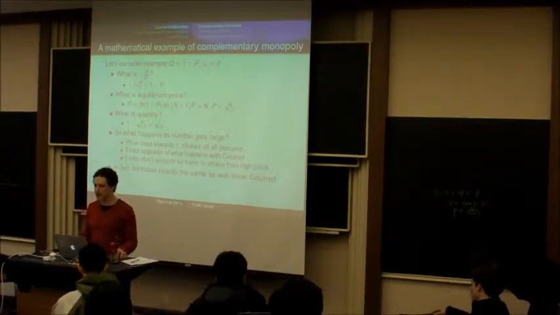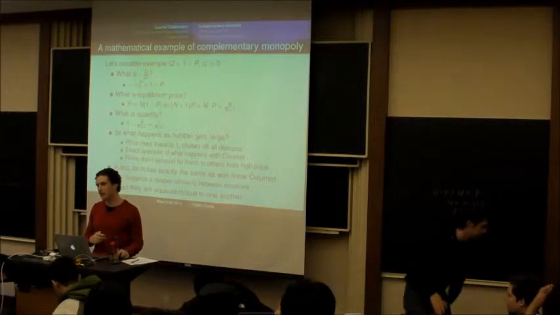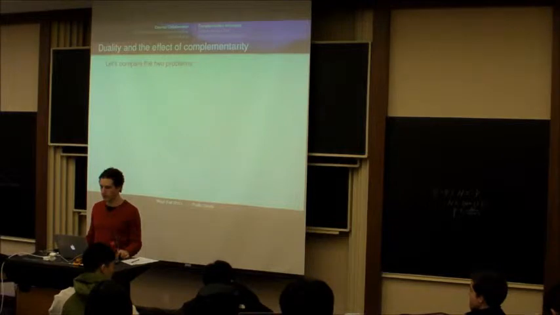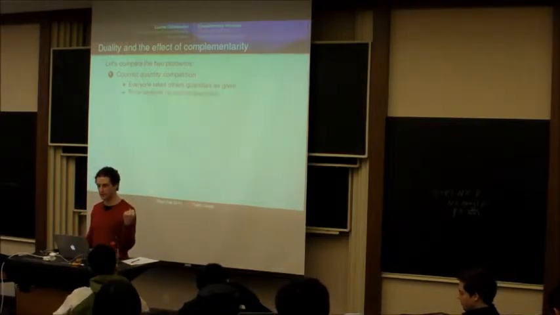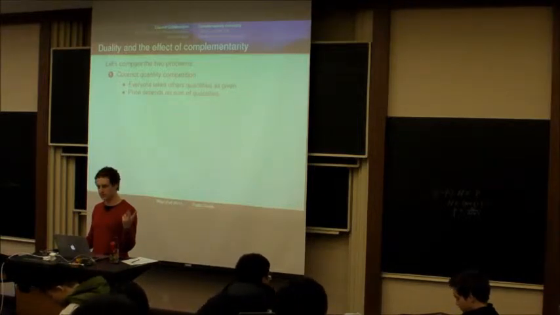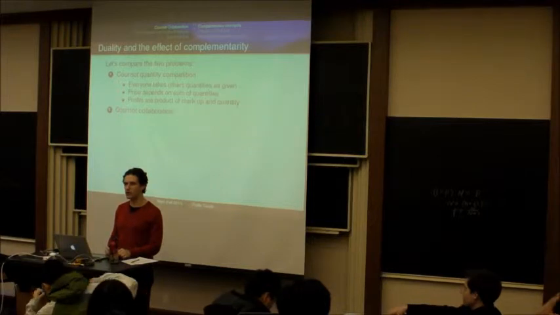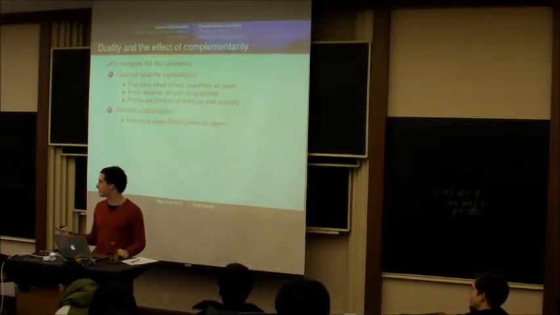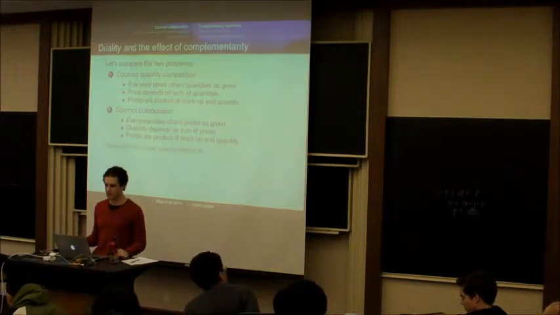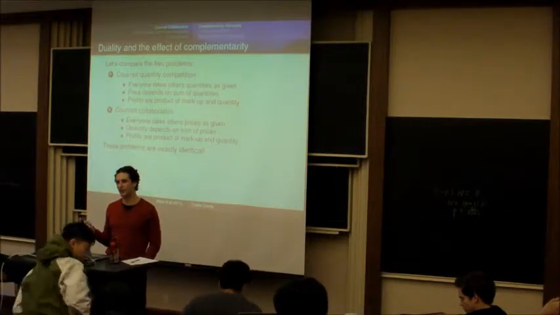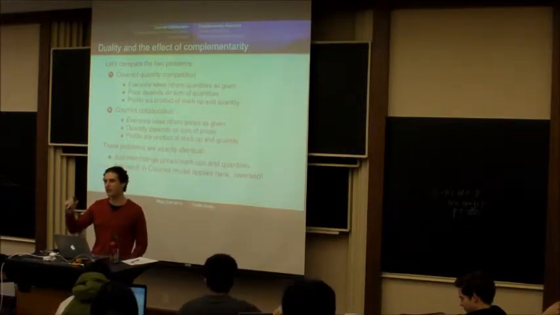And in fact, all the formulas here are exactly the same as the formulas under linear Cournot. And that suggests a deeper similarity between the two situations. In fact, they're equivalent to, or what economists call dual to one another. So let's compare the two problems. Under Cournot quantity competition, everyone takes everyone else's quantity as given. The price is going to depend on the sum of everyone's quantities. And profits are the product of quantity and the markup in the market. On the other hand, in the Cournot complements problem, everyone takes others' prices as given. The quantity depends on the sum of all the prices, and the profits are, again, the product of markup and quantity. So what that says is that these problems are exactly identical. You just exchange the words markup and quantity between the two of them. And that means that any result in Cournot applies here except in reverse.